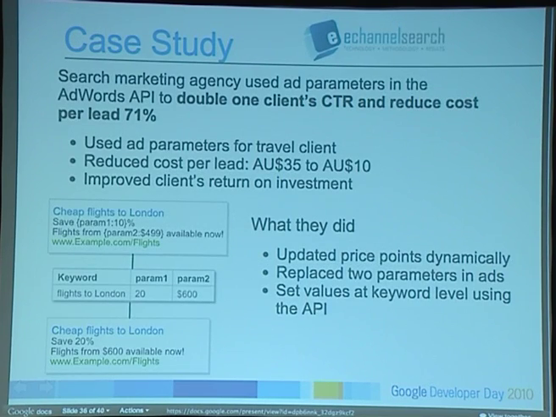We had a case study with e-channel search in Australia. They found that they reduced the cost by 71% using the ad parameters. For example, for any flight agency, using the same ad, you can change the 2 keywords. You can change the amount of money that you are saving, for example the discount, and you can also change the price of the flight. This really helps the advertiser and the user, because for the user, an ad that shows the price and the discount is more attractive, and it also helps the advertiser, because the users are clicking exactly on the ads that they feel they would buy.